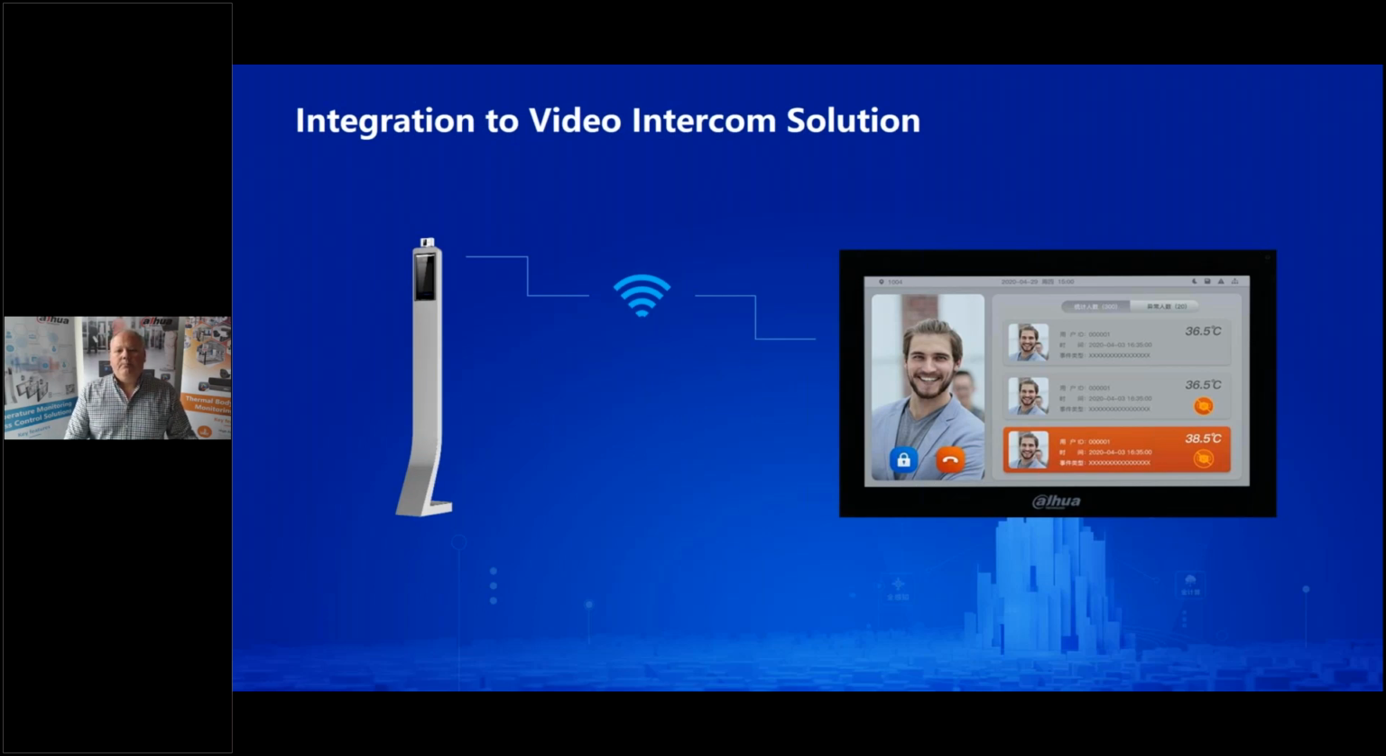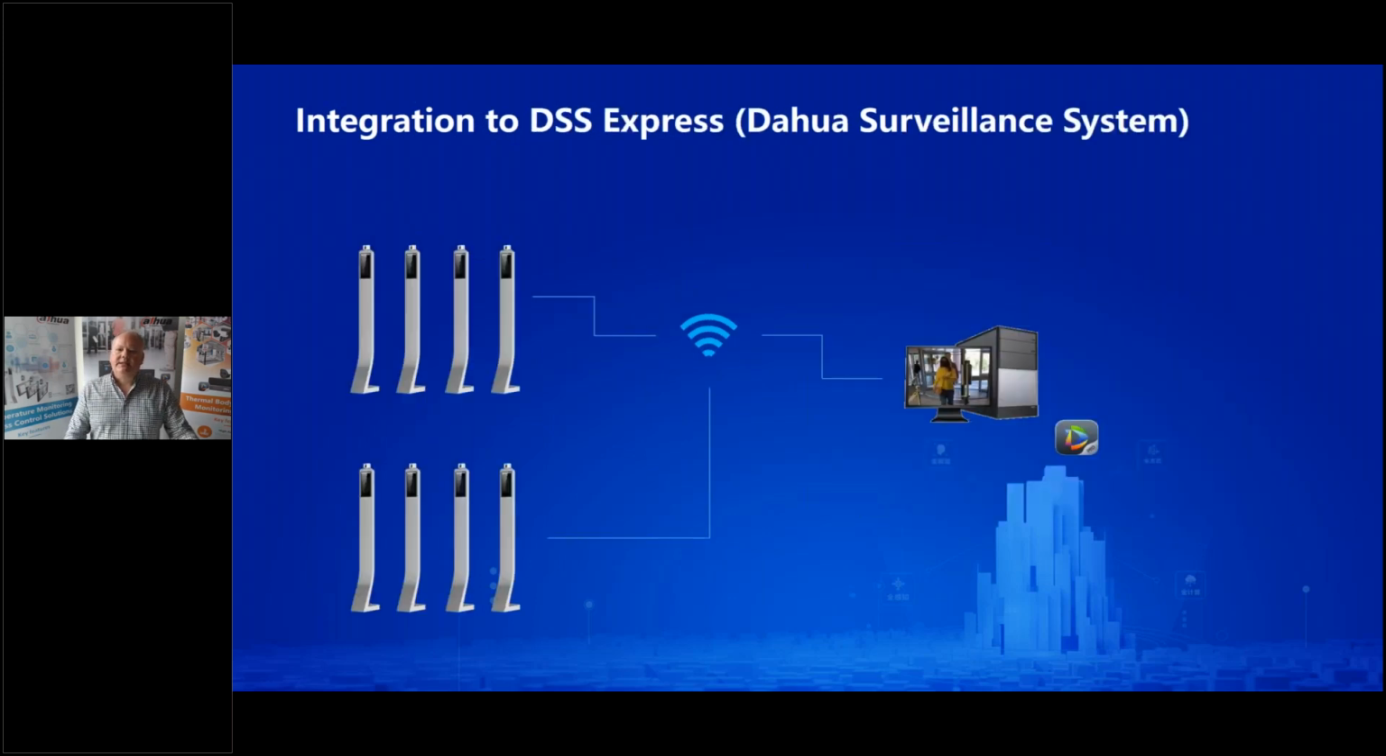But again, I mentioned what if you have multiple TMACs. If you have multiple TMACs, it's a different solution. You can connect and aggregate these across a piece of software we call DSS Express, the Dahua surveillance system. This will aggregate multiple TMACs from across the building, all across a Wi-Fi network, and it will present all of the information that was on the previous slide. It will present it in one go to the operator.